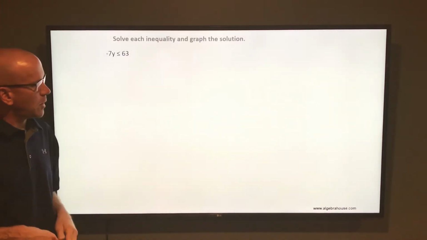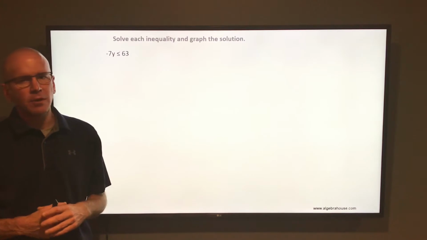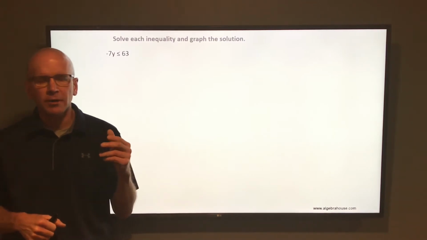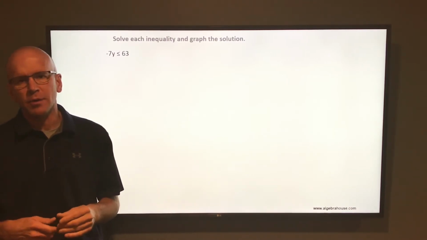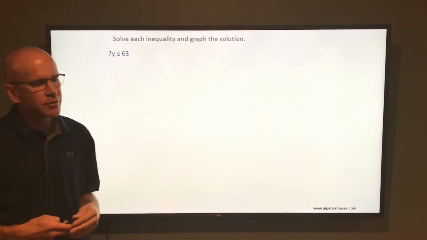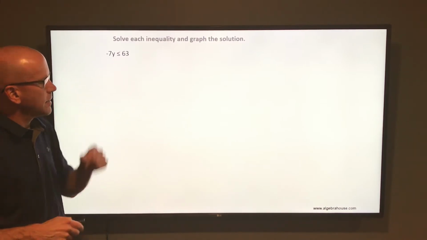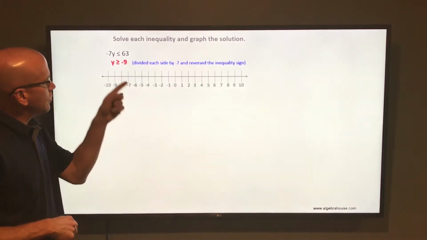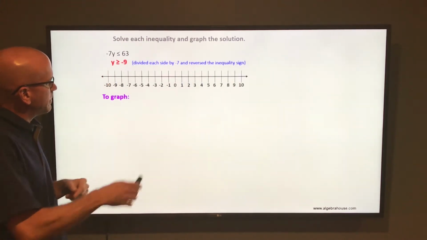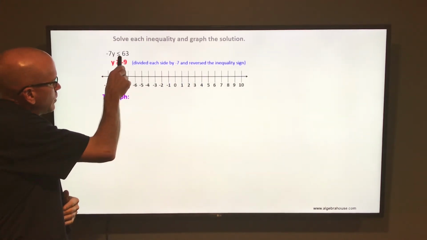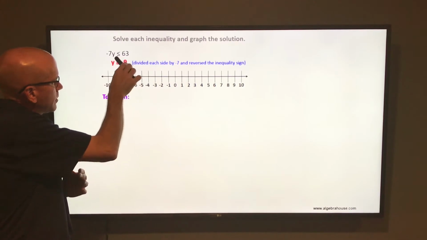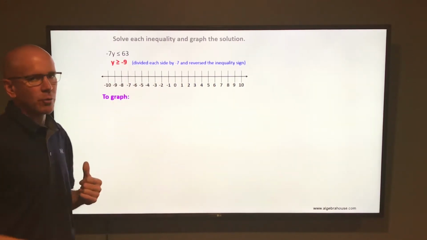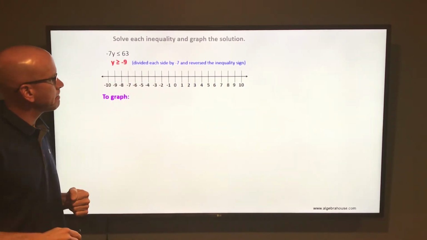If we have negative 7y is less than or equal to 63, you're going to solve that for y. Remember, when you multiply or divide both sides of the inequality by a negative number, you have to change, reverse, or flip the inequality sign. So to solve this, we would divide each side by negative 7. And now we change, reverse, or flip that inequality sign. So now y is greater than or equal to negative 9.